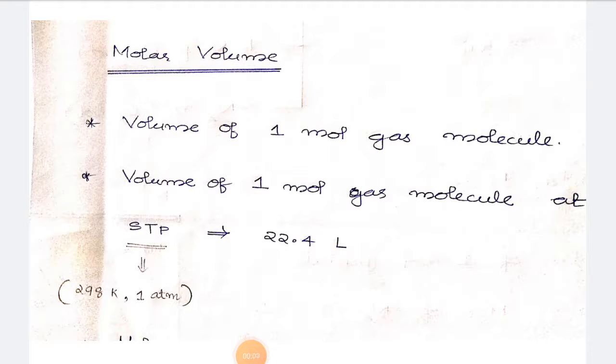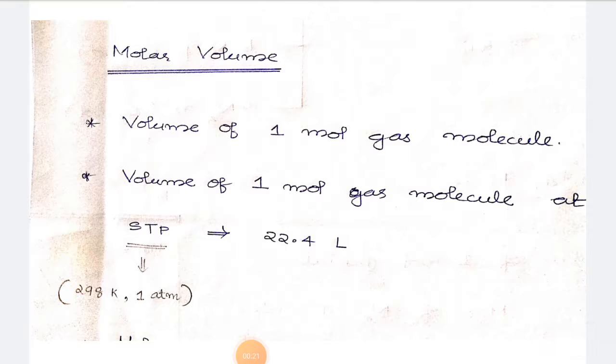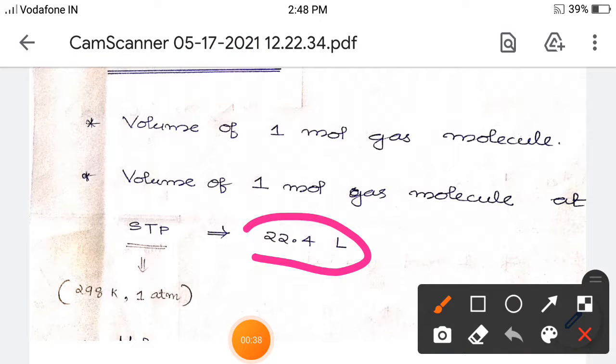Today we are discussing the topic molar volume. It's a simple topic. From the name itself we can understand that it's the volume of 1 mole of a substance. It is the volume of 1 mole of a gas molecule. The volume of 1 mole of gas molecules at STP is 22.4 liter.